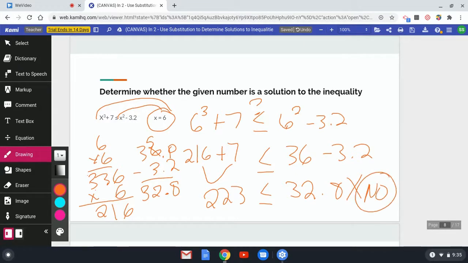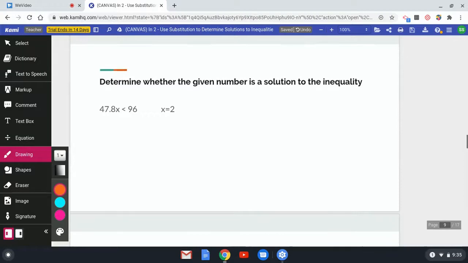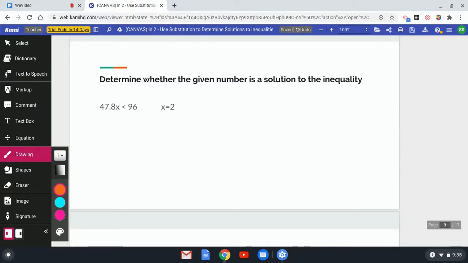So 6 does not make this inequality true. All right, go ahead and pause and try this one. All right, this one would take some extra work. So wherever I see x, I'm going to substitute in 2. So 47 and 8/10 times 2 is less than 96. We're asking ourselves, is this true?